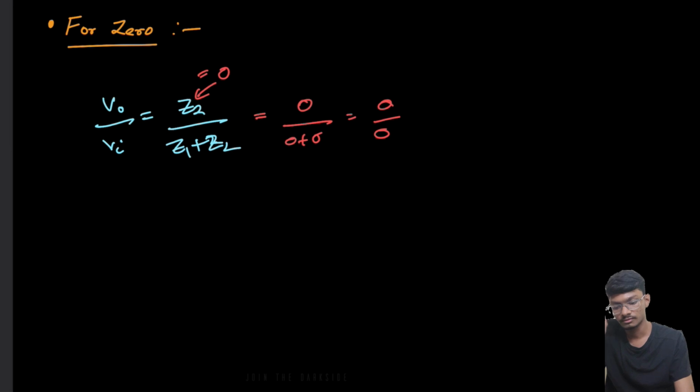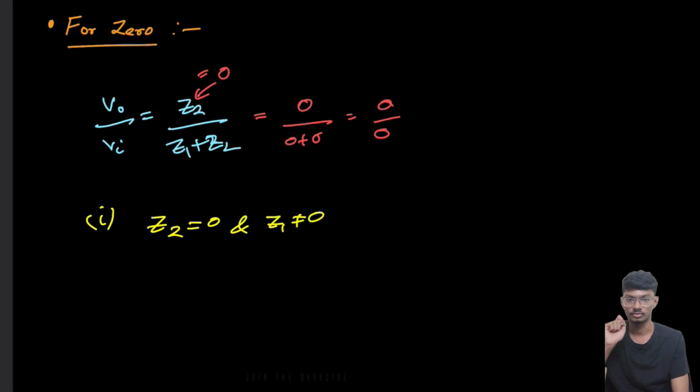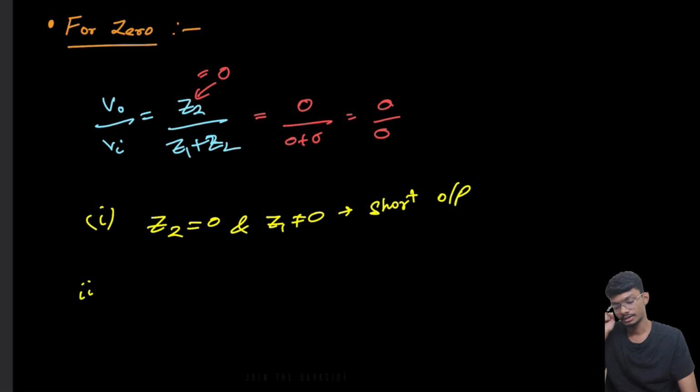So basically the first condition for a 0 is if Z2 equals 0 and Z1 is not equal to 0, right? Very important. So this is the first condition. This is also known as shorting the output. Short the output voltage.